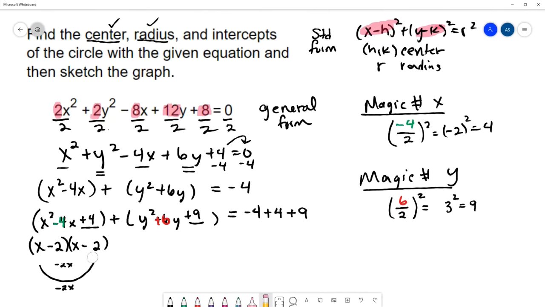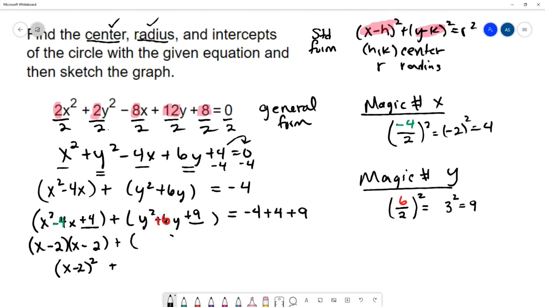You see that not only were we able to factor this, but the two binomials are the same, x minus 2. So that means that we can write this as x minus 2 squared. The same thing happens with our y group.